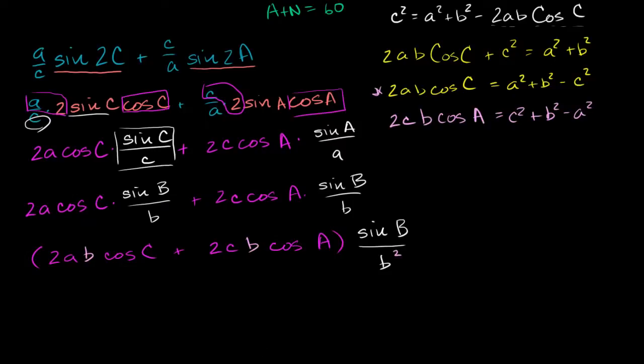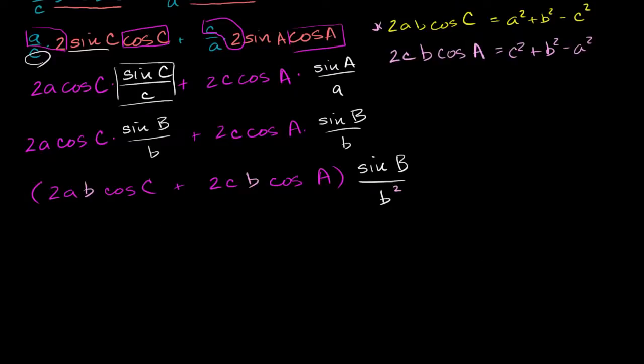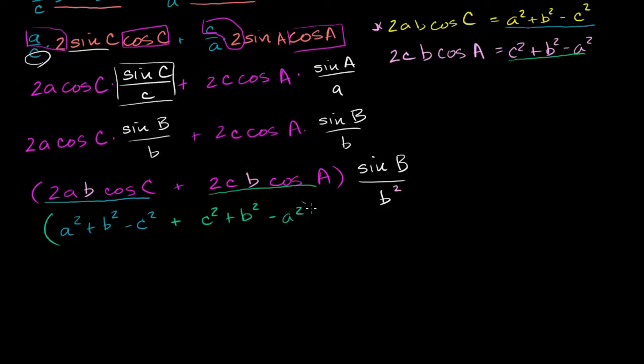Now, what does this give us? Well, this term right over here is now the exact same thing as that over there. So it is now a squared plus b squared minus c squared. And then this term right over here is now the exact same thing as this thing over here, which is the same thing as that. We're using the law of cosines. So this is plus c squared plus b squared minus a squared. And then all of that times sine of capital B over b squared.